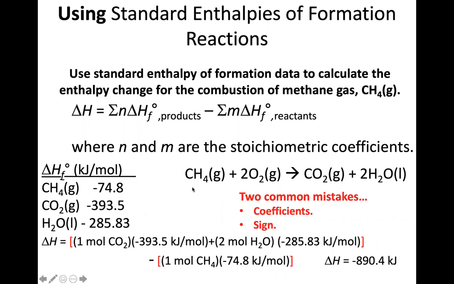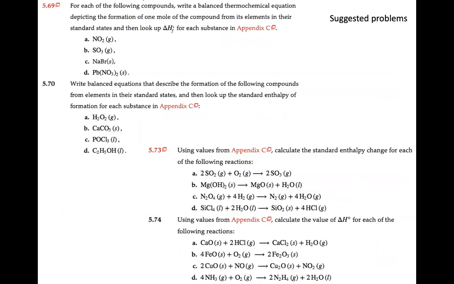This is using provided standard enthalpy of formation data. As far as suggested problems, the ones at the top, both of these are skills that I just mentioned. The one at the top would be to write the standard enthalpy of formation reaction. And I think we could do that for any of them. And at the bottom, it would be setting up that math of products minus reactants. It says to look to Appendix C. On your exam, that data would be provided within the question itself.